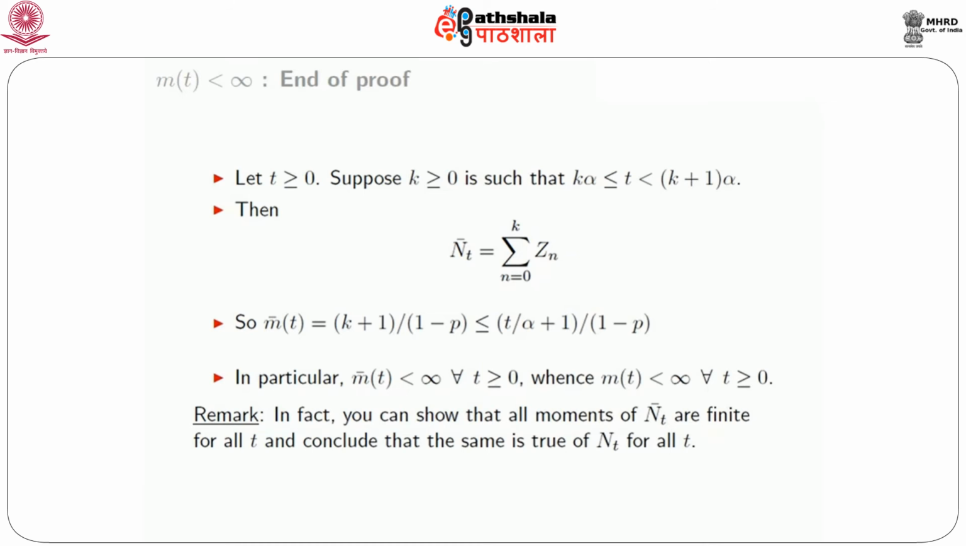Now, as I mentioned, you can easily see from this that since N hat t is, for any t, a sum of finitely many geometric random variables, in fact N hat t has all moments finite, and from that you can conclude the same is true of Nt for all t.